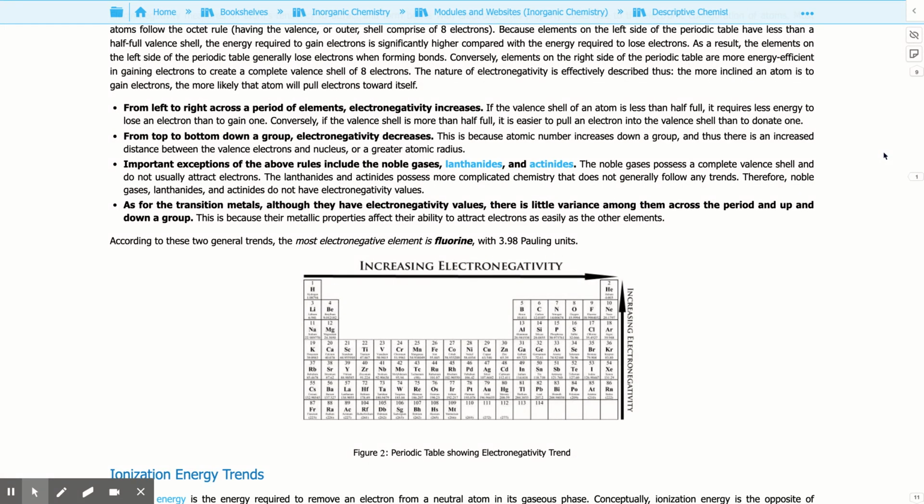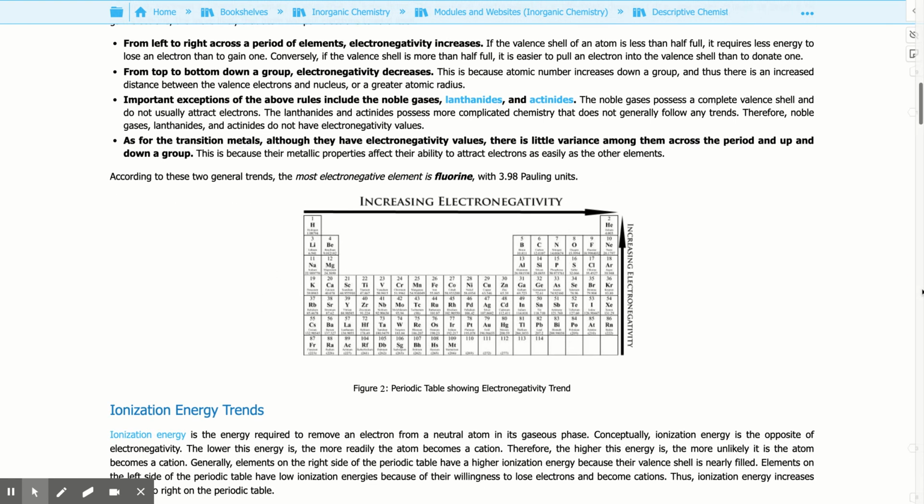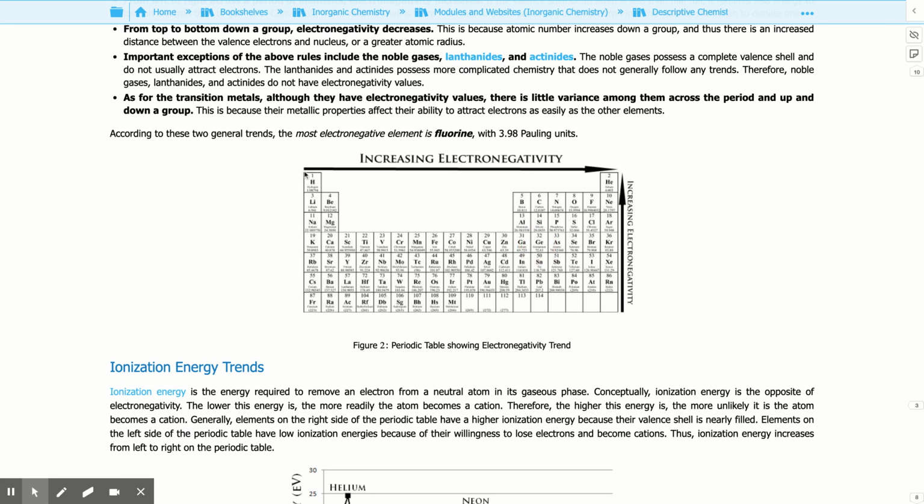Because elements on the left side of the periodic table have less than a half full valence shell, the energy required to gain electrons is significantly higher compared to the energy required to lose electrons. So as you can see here, electronegativity increases from left to right and from down to up.